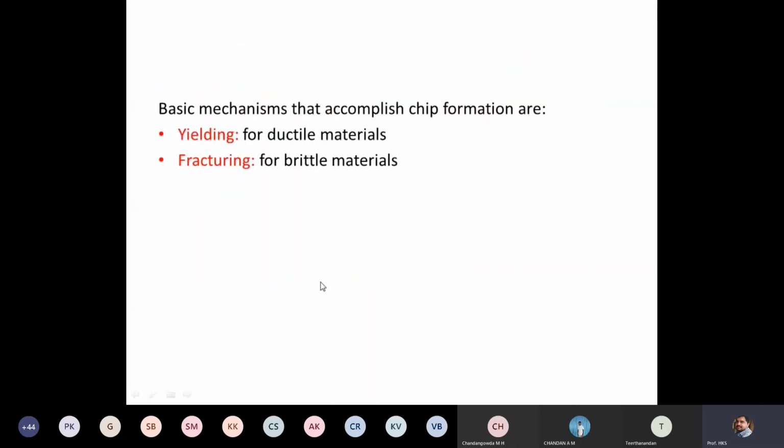Next, basic mechanisms that accomplish chip formation: yielding for ductile materials, fracturing for brittle materials. If you apply load or force on a brittle material, fracturing will occur. In case of ductile materials, deformation takes place. Yielding means deformation. Yielding takes place at the end of elasticity and at the beginning of plastic deformation.